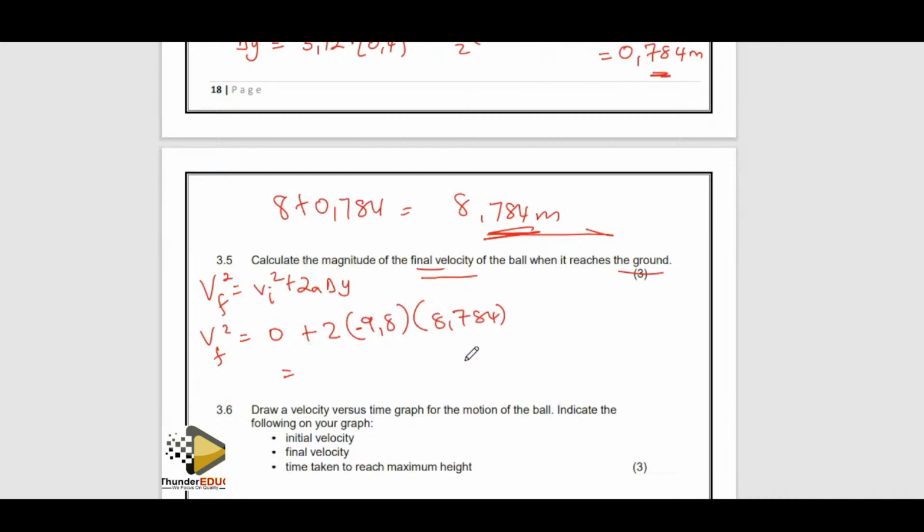I'm getting, does that even make sense? I'm getting negative, no. If I use negative, then that means I'm using the initial route. But if I'm focusing on just the section from the maximum down, then it's meant to be positive. So that is 172.1664. That is Vf squared.